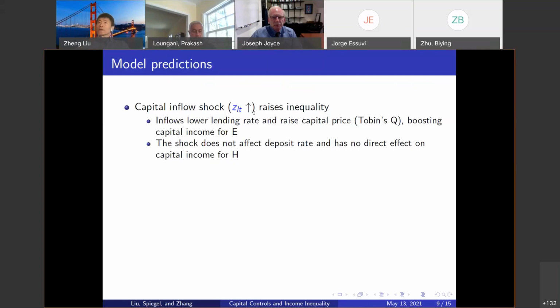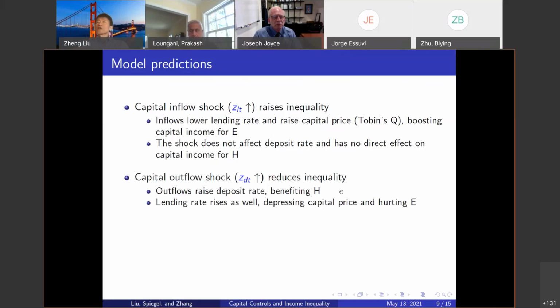However, the shock does not directly affect the deposit interest rate, because the deposit interest rate is pinned down by the world interest rate and capital outflow tax. And therefore, it does not directly affect the capital income for the household. When the entrepreneur income goes up relative to the household, we say the income inequality rises. Now, consider the effect of the outflow shock ZD that raises the effective return on foreign deposit for the household.